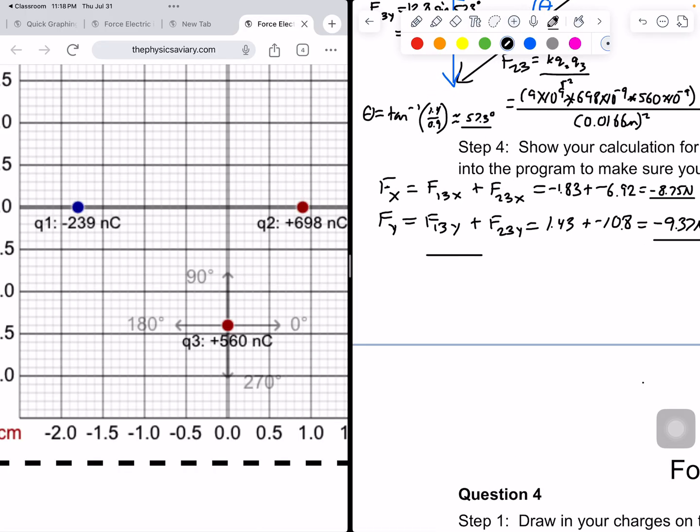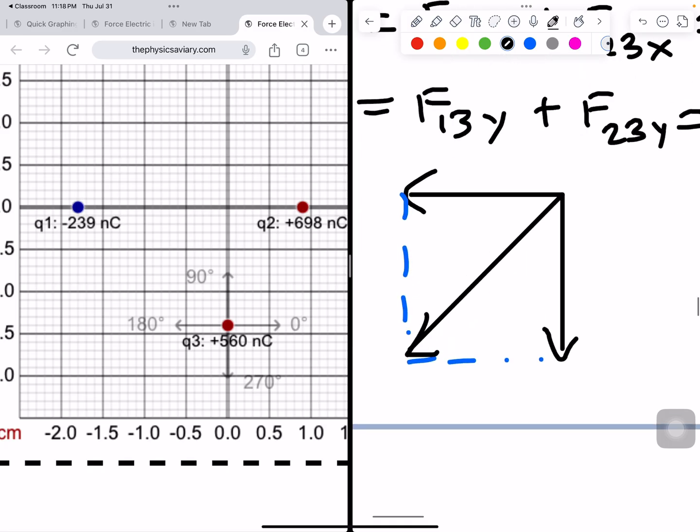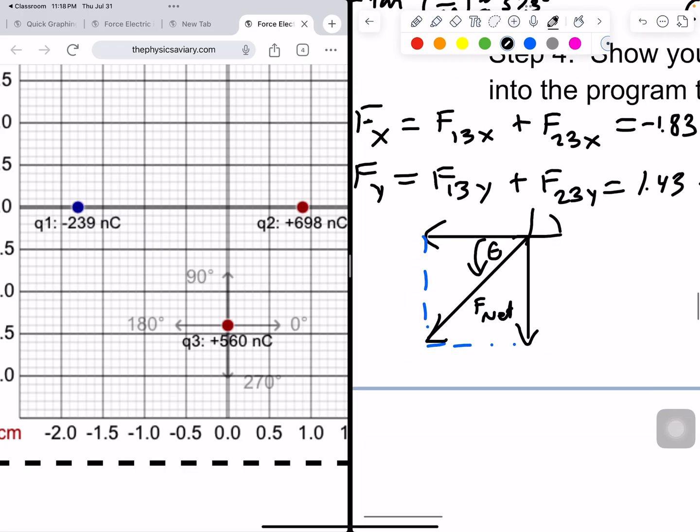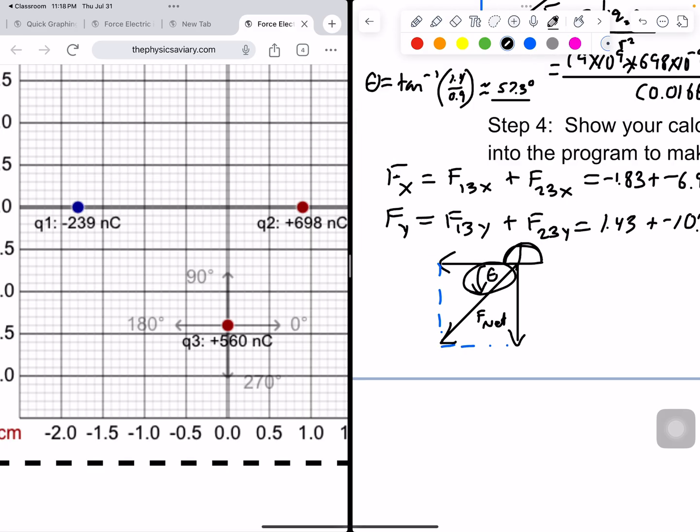Now, if you put that into consideration, what that means is your x component is going to be a certain distance, 8.75 newtons, and your y component is going to be just a bit longer. Such that if you put together your parallelogram, your net force is going to be that much, and your angle is going to be that much. Now keep in mind, the angle we have to take from 0, so we're going to have to take this angle plus 180. We'll get to that when we get to that.